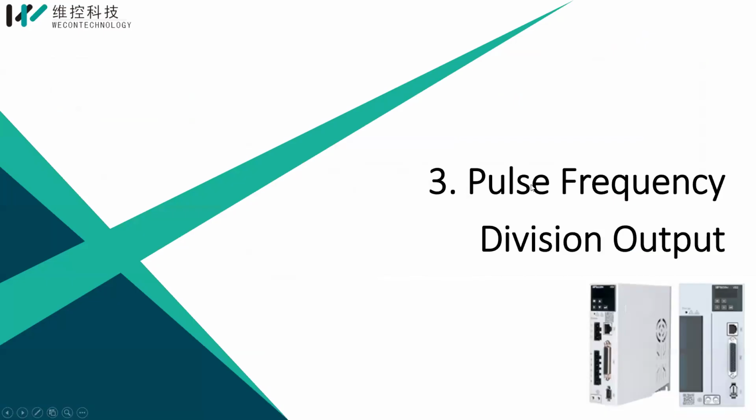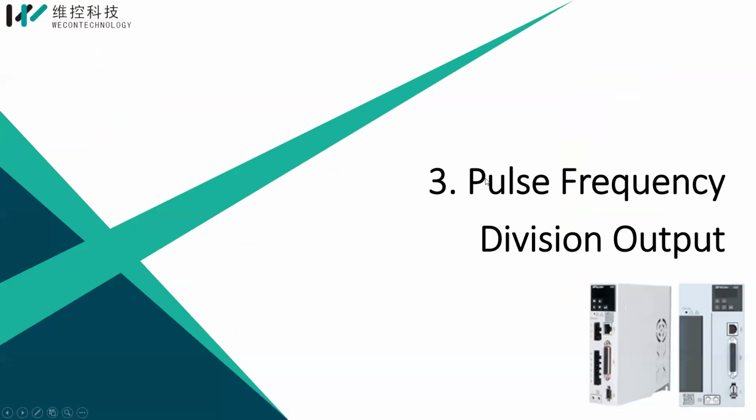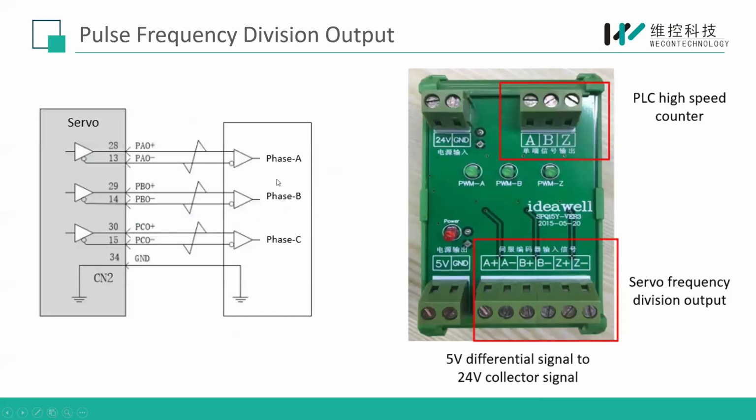Next part is about post-frequency division outputs. Our driver can output the encoder signal, but the signal type is this one, post-frequency division outputs. So we can't connect this signal to our Wecon PLC directly, because the Wecon PLC doesn't support division signal inputs. So we need convert boards to convert the 5 V division signal to a 24 V signal.